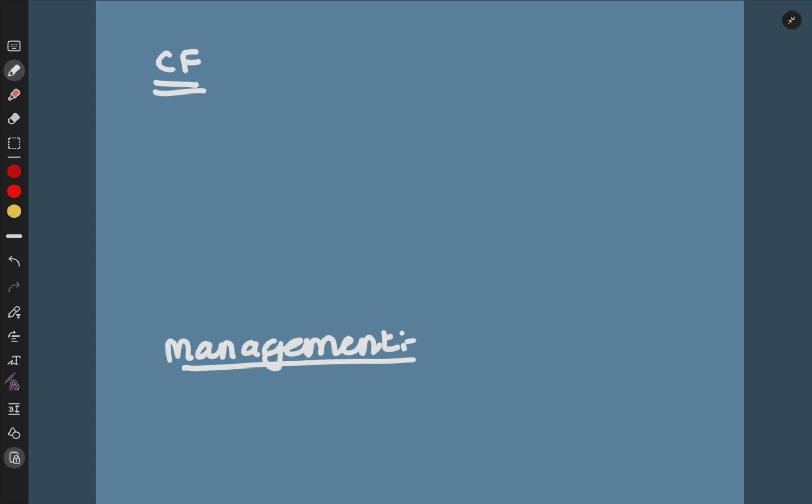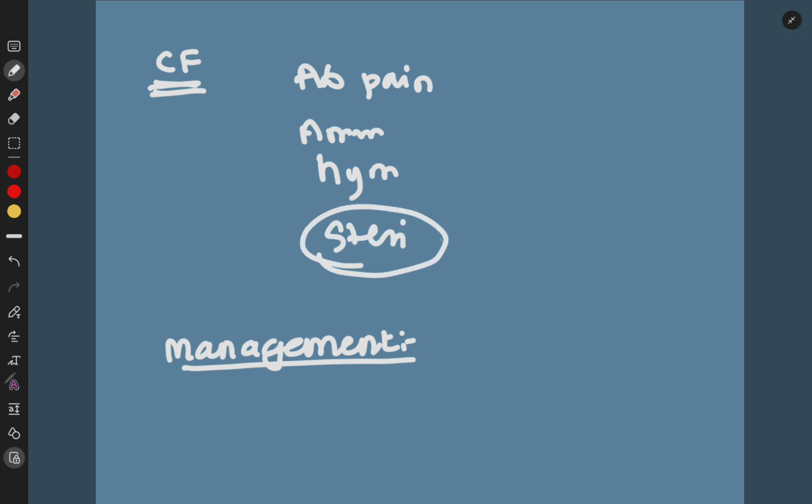Now we will see the clinical features of Asherman syndrome. In clinical features, the patient presents with abdominal pain, amenorrhea, and hypomenorrhea, and they can also present with sterility. This is the most common presentation.